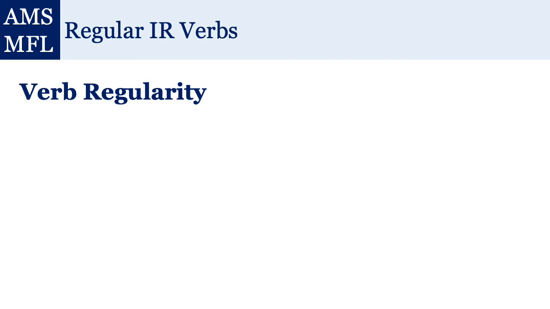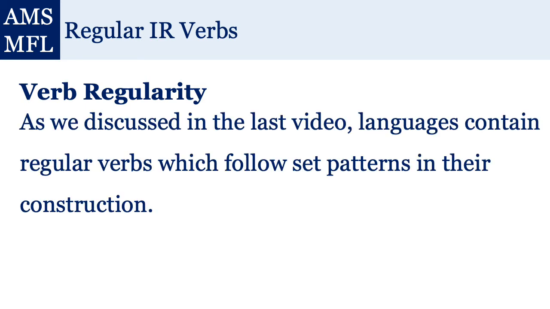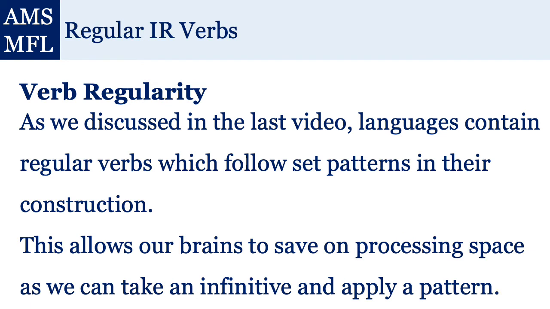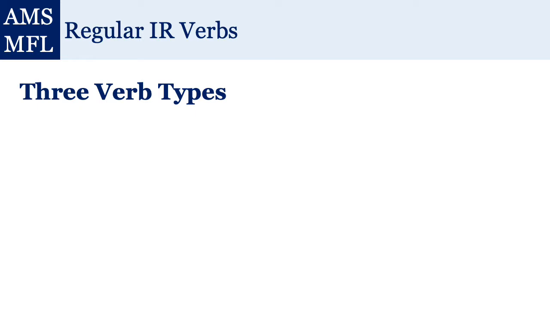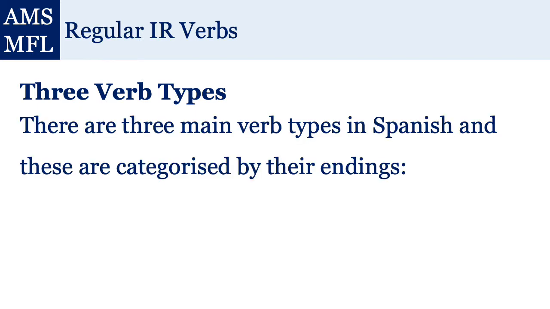So, verb regularity, as we've discussed in many videos now: languages contain regular and irregular verbs. The regular ones follow set patterns in their construction, allowing our brains to save on some processing space, which means that we take the infinitive verb, that's the one that you find in the dictionary, and we change it by applying certain patterns to it. We've got our 3 verb types in Spanish, categorised by the ending on the infinitives, AR, ER and IR, and it's the IR verbs that we're going to be paying attention to in this lesson.